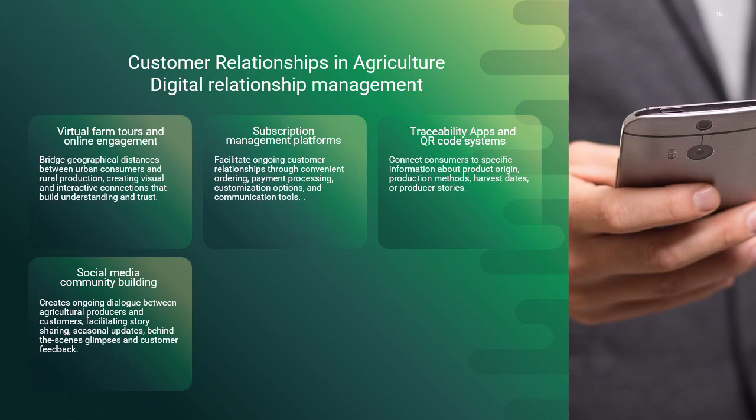Social media community building creates ongoing dialogue between agricultural producers and customers, facilitating story sharing, seasonal updates, behind the scenes glimpses, and customer feedback. A honey producer might develop a social media presence sharing beekeeping practices, flowering progression throughout seasons, extraction processes, and customer usage ideas. This ongoing communication maintains relationship continuity between purchases and builds communities of engaged customers who become brand advocates.